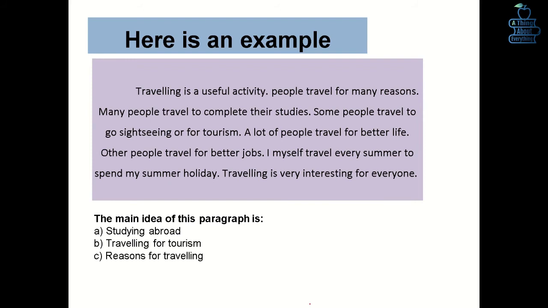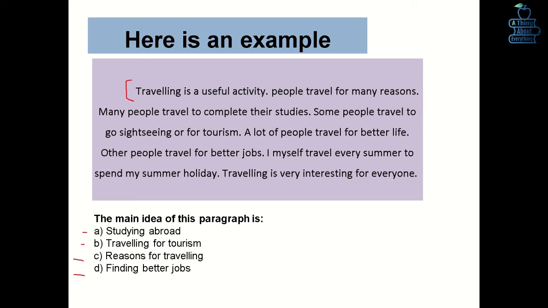We have 4 choices and you have to find out what is the best. Before reading, you have to read the choices so that you can find out easily what the main idea is. Here choice A says studying abroad, B traveling for tourism, C reasons for traveling, D finding better jobs. Nice. Let's start reading our text from the beginning, which is the most important thing.